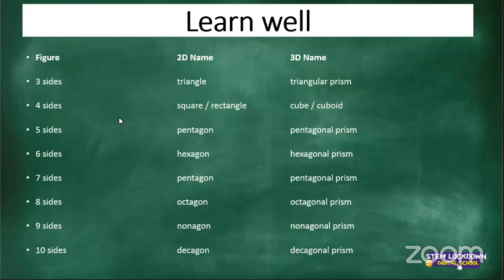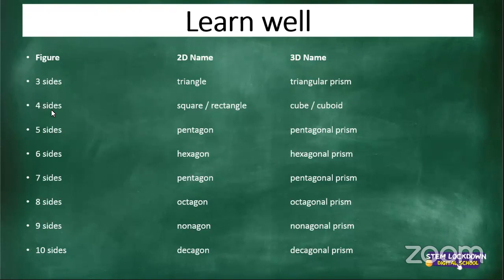But firstly, the first figure, let us look at the figure, the 2D name and the 3D name. All right, we have three sides. The minute you see three sides, you look at the 2D shape, which is in front of a prism, then you know that is a triangular prism.